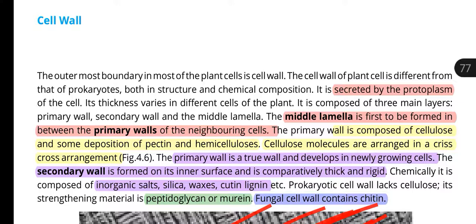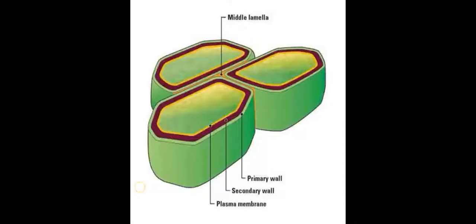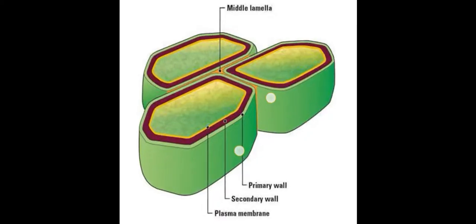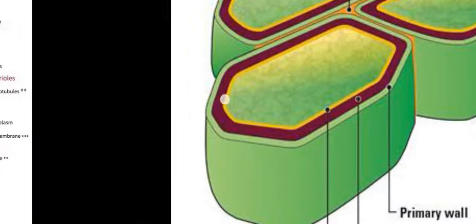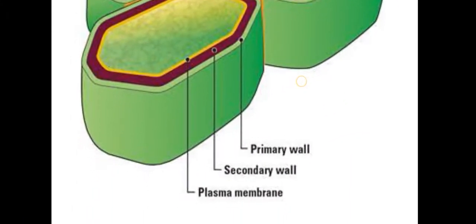So the next is the types of cell wall. These are three types: the primary wall, secondary wall and the middle lamella. Before going into the discussion, we will first see the pictures of these three types of cell wall. Here we have a picture of three plant cells, and you can see the outermost boundary, that is the primary cell wall, and inside it the dark red is the secondary cell wall, and the inner yellow color is the cell membrane or plasma membrane, and inside is the cytoplasm.